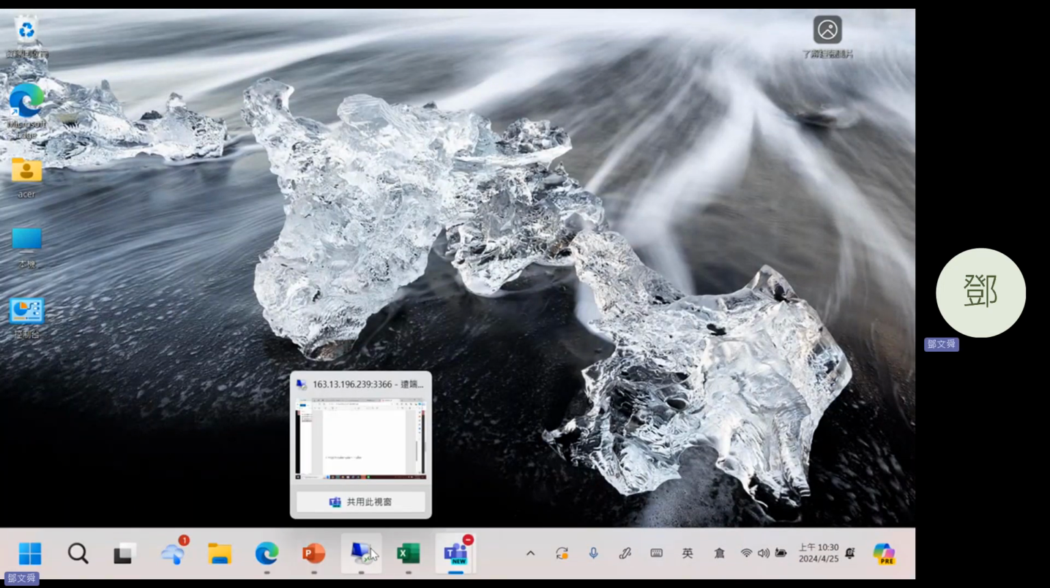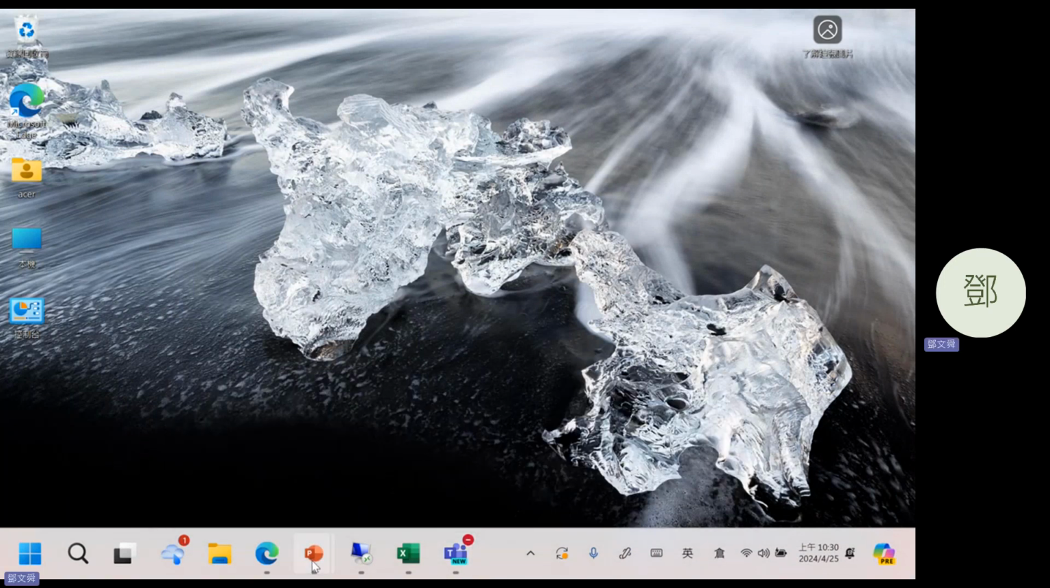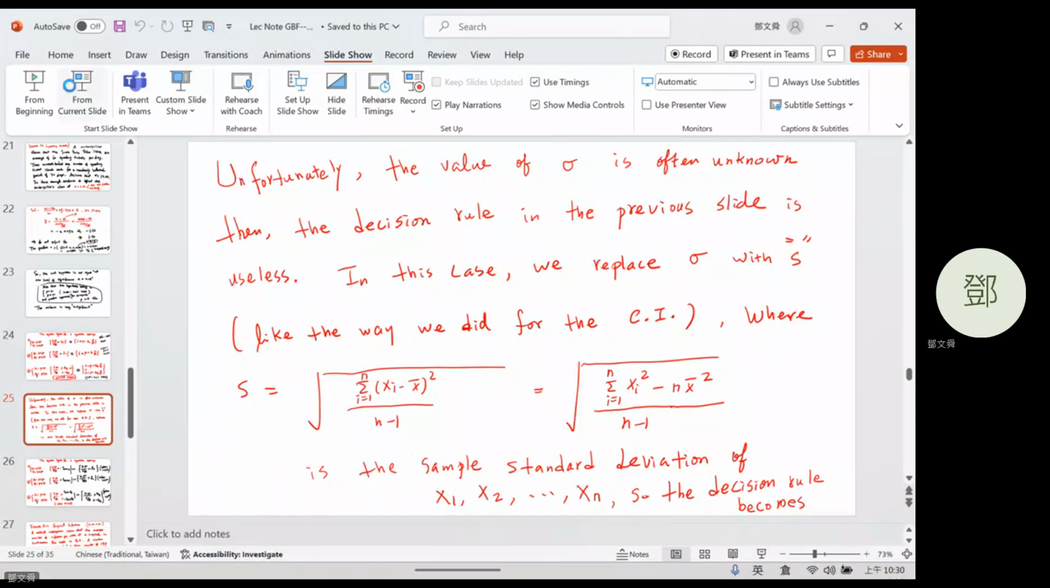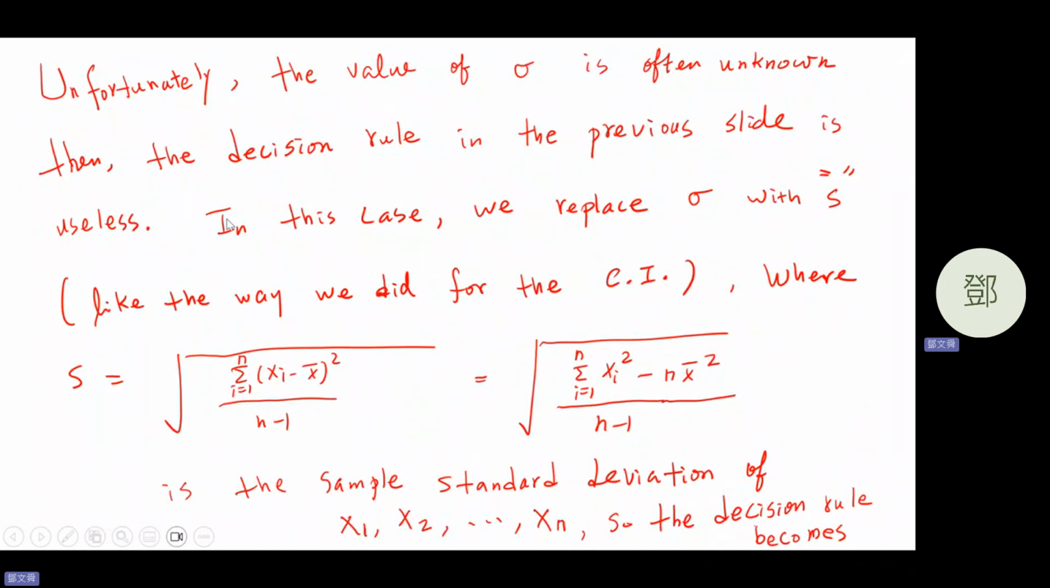Okay, right here. Unfortunately, in this case we replace sigma with the little s. There are two ways, two formulas, for the calculation of this value: formula one and formula number two. They provide the same value, and this is more convenient.